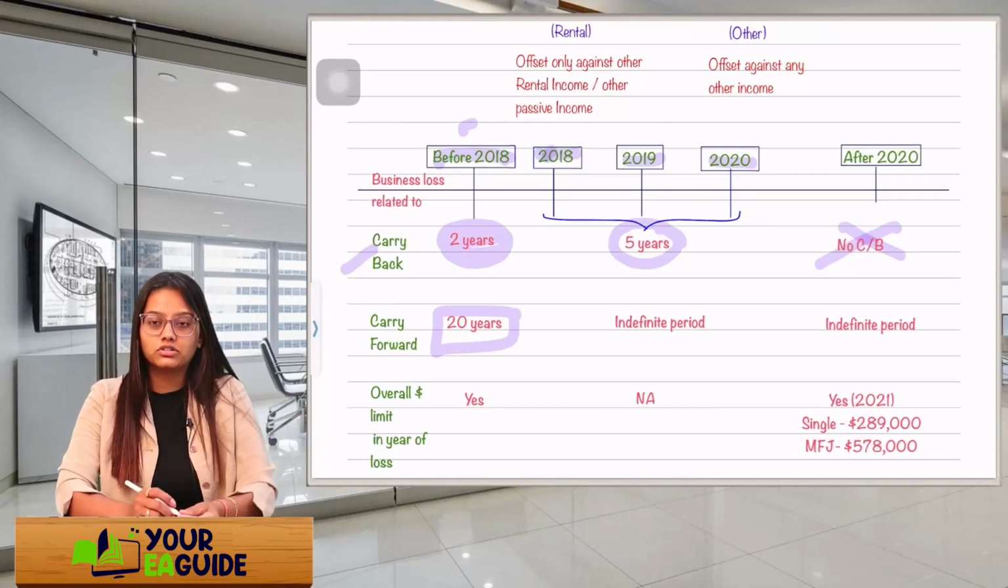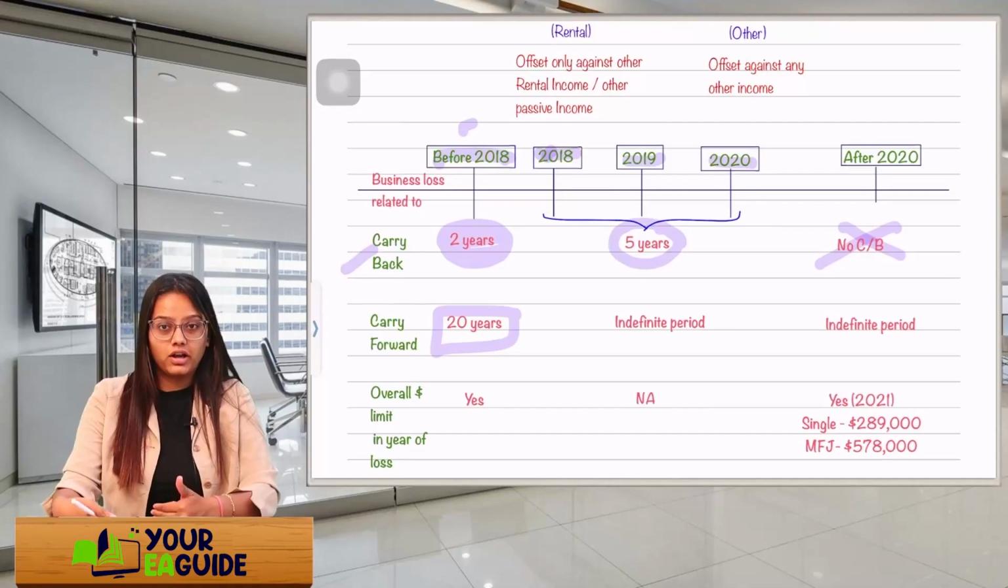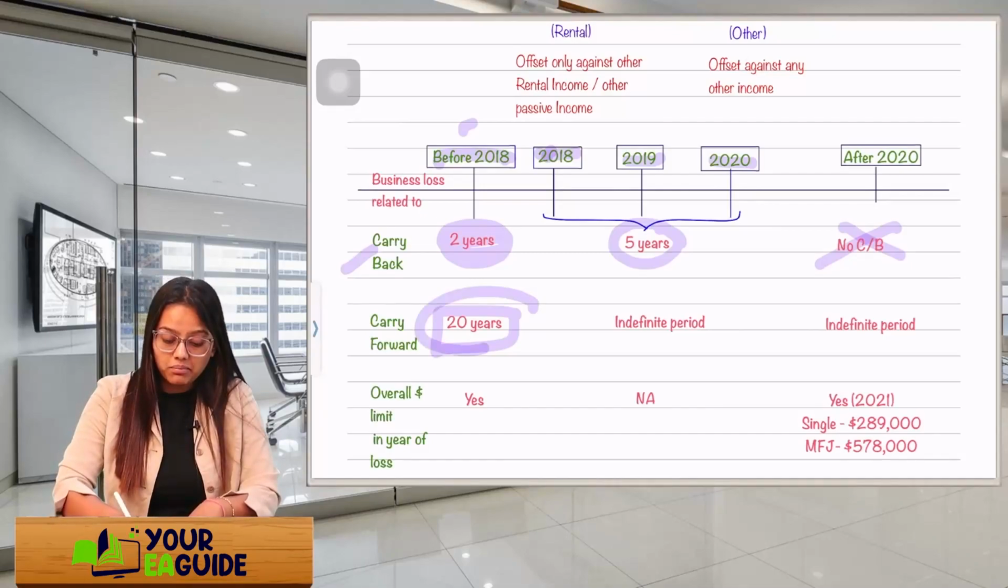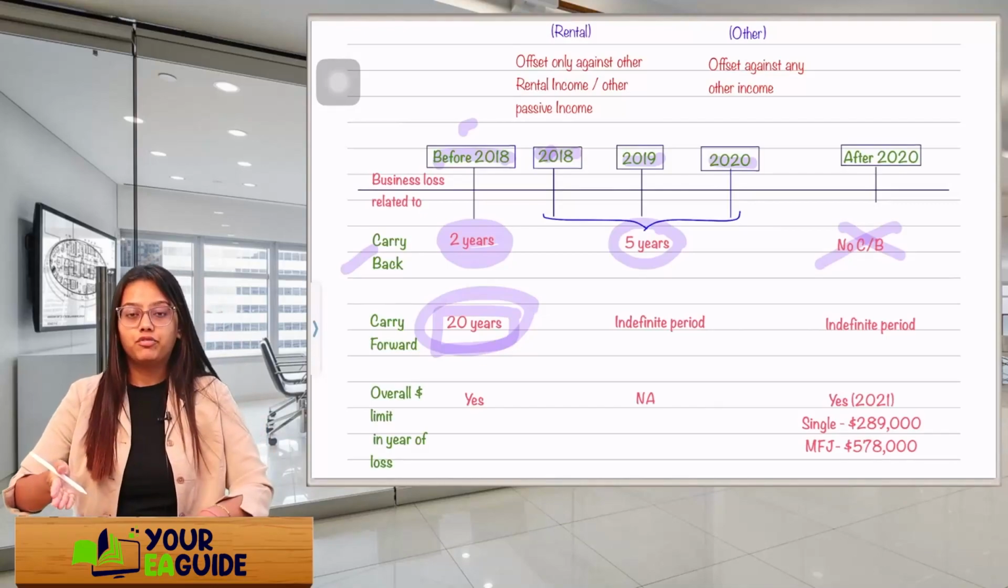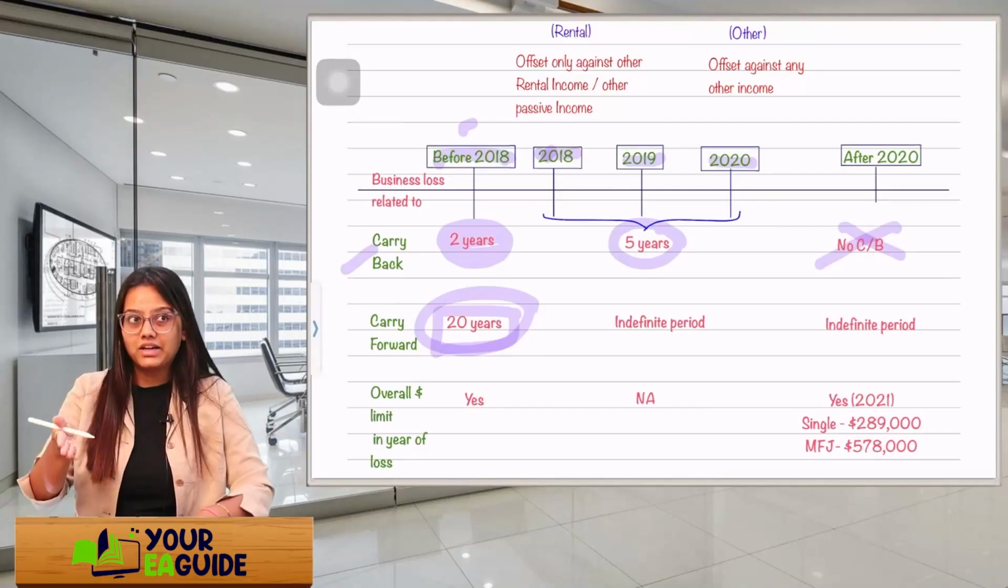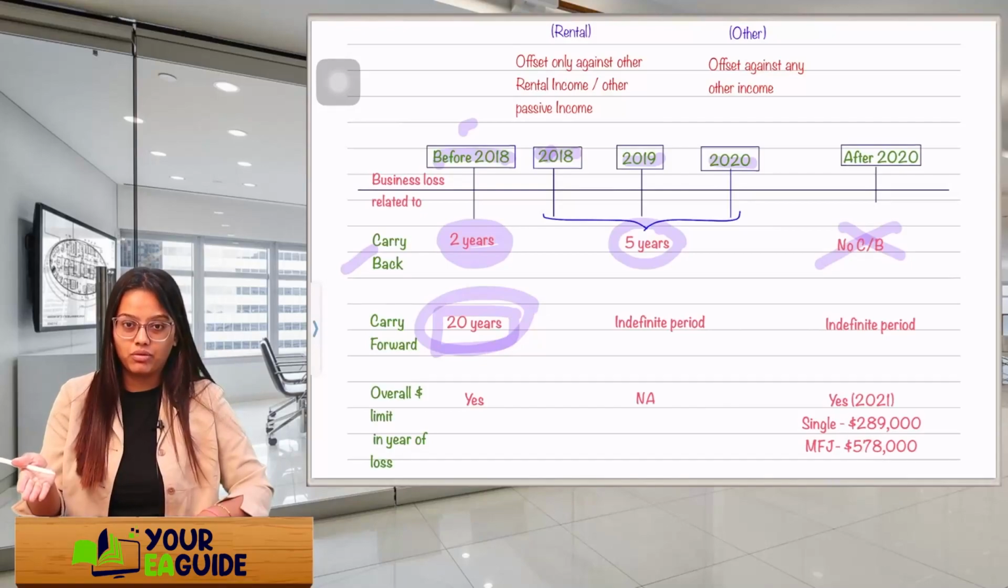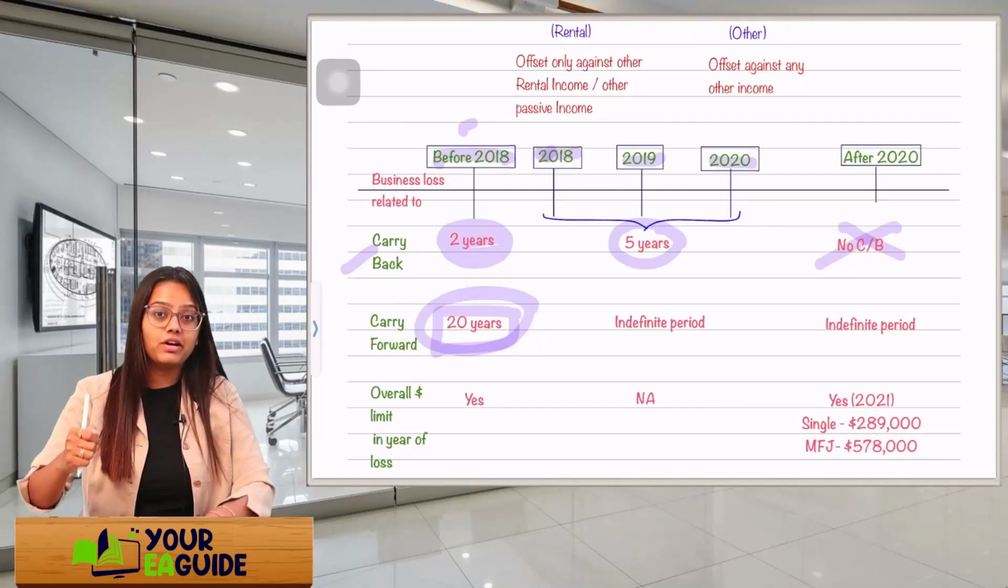It's not applicable for the current year. The answer is no. If some losses relate to 2018, they might still be carried forward till 2028, 2038. It will get carried forward, right? So you should be aware of which year the losses relate to.